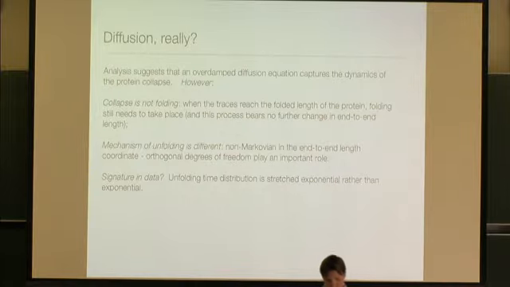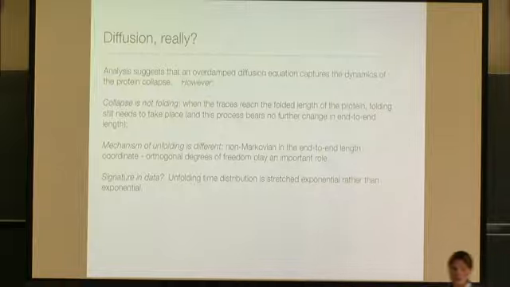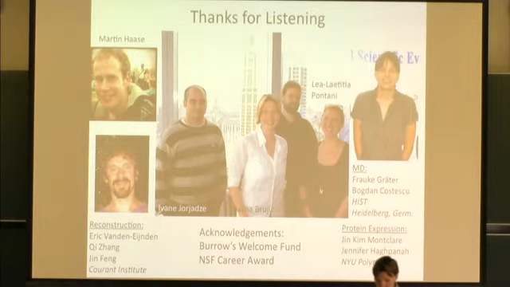And I just wanted to conclude by saying that in the first part there's a non-Markov end-to-end length coordinate that we see through the stretched exponential kinetics that we measure. So other degrees of freedom do play a really important role in what we measure, whereas in the collapse dynamics, simple diffusion seems to be adequate, if not explaining what the actual physics is.